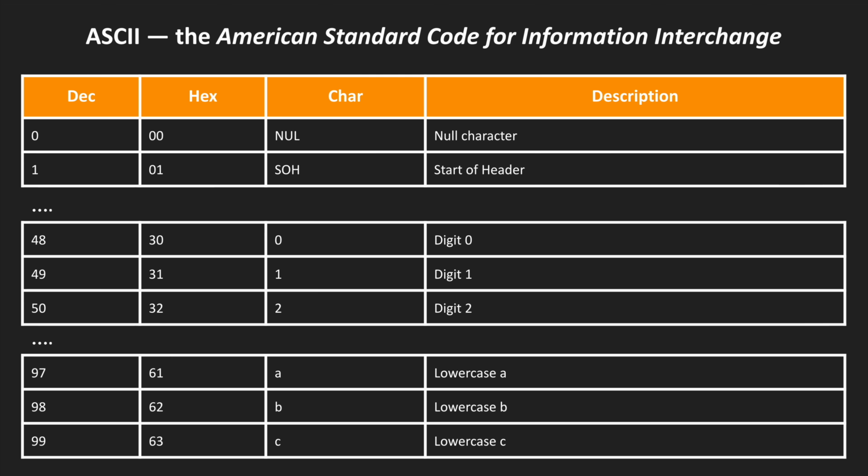One of the standards is ASCII. In ASCII, the digit 0 is represented in decimal as 48, and we are sending the binary representation of 48 if we want to send the digit 0. The same way, if we want to send the lowercase a, we are sending 97 in decimal, or rather the binary representation of 97, and 98 for b, and so on.